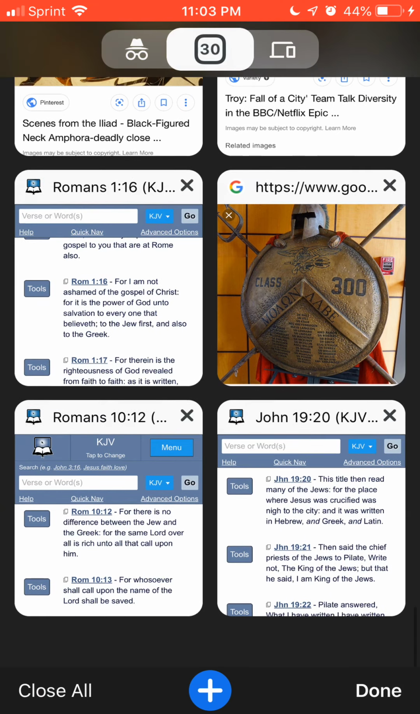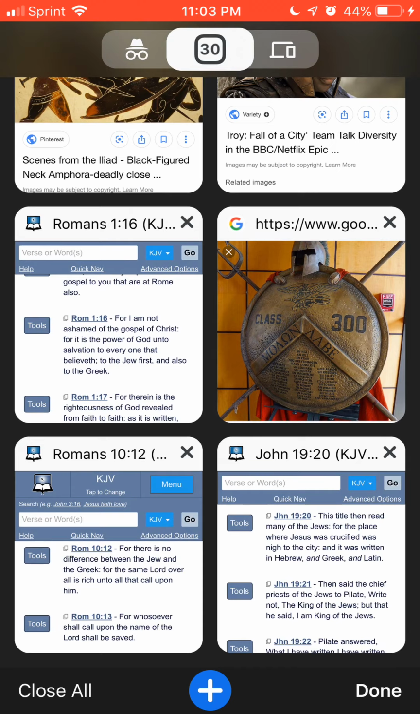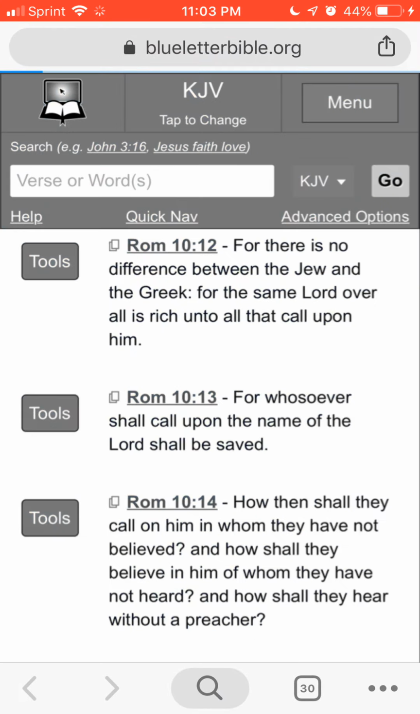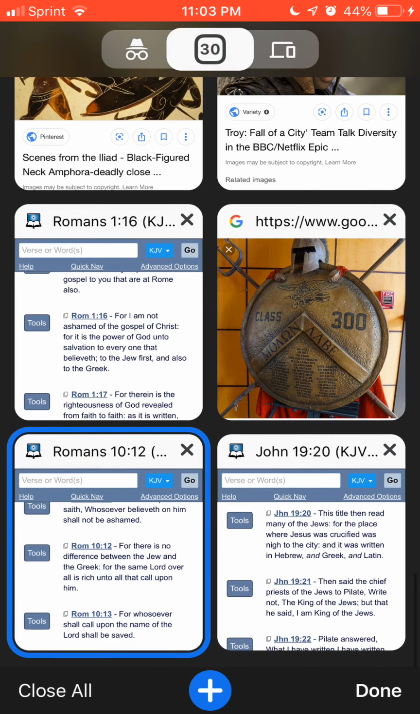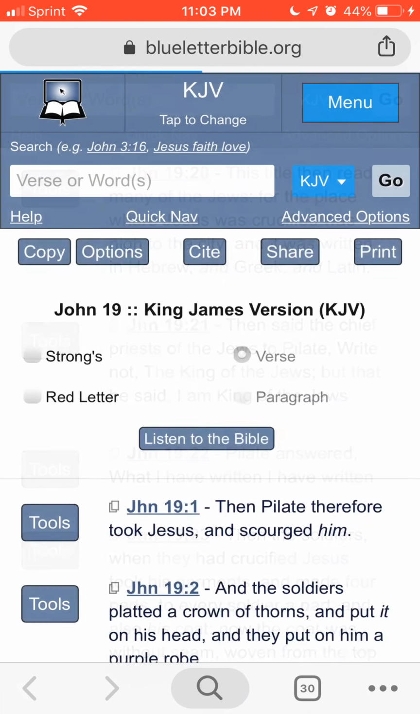Okay? So now I'm gonna finish up with Romans chapter 10 and 12, and two more scriptures. Romans chapter 10 and 12, it says, for there is no difference between the Jew and the Greek. Okay? The Israelite born in the land and the Israelite born in the foreign lands. For the same Lord, which is Yahushua, over all is rich unto all that call upon him. Okay? And the last scripture is John chapter 19, verse 20.